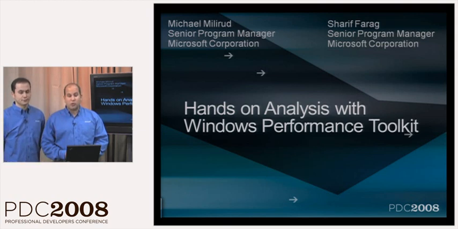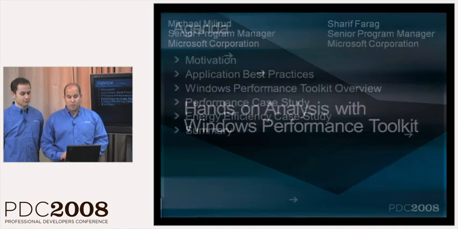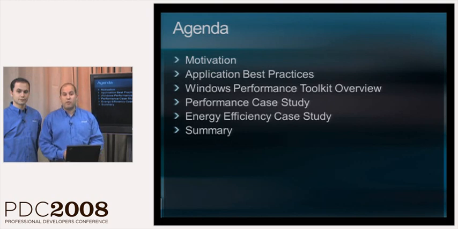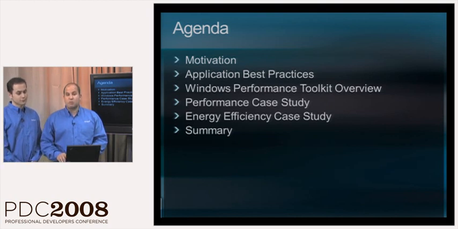So today we're going to go through a hands-on analysis with the Windows Performance Toolkit. The agenda, we're going to start off with the motivation. Why should folks care about performance and energy efficiency? We'll talk about some application best practices, and then we'll actually provide an overview of the Windows Performance Toolkit, followed by two case studies, one focusing primarily on performance, and then the second one focusing on energy efficiency. And then we'll summarize the presentation, and then we'll give you some resources and follow-up actions.